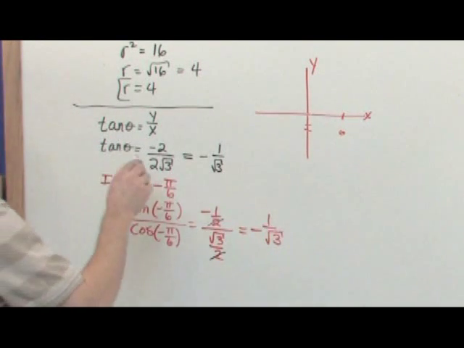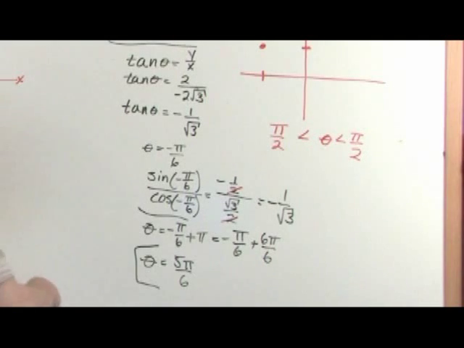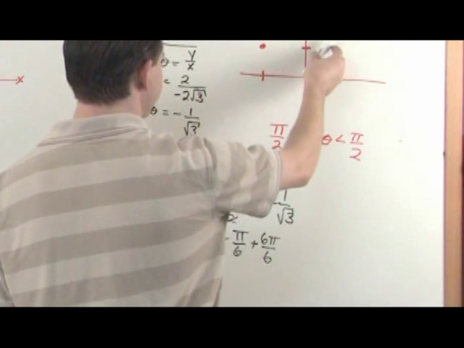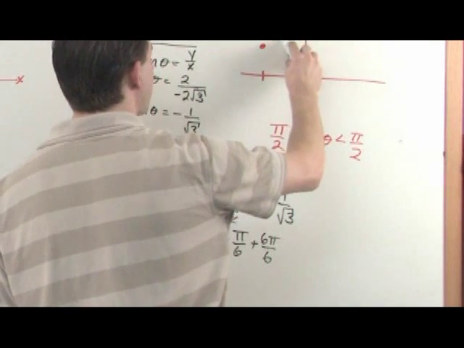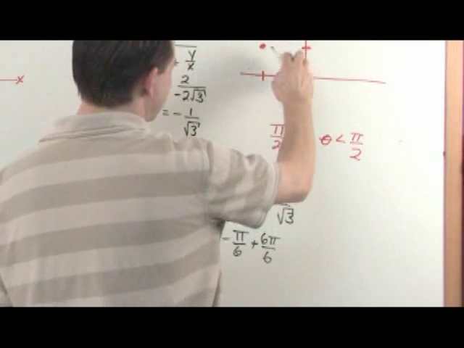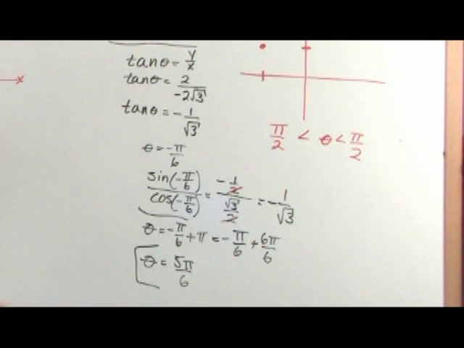So, because they agree, that makes sense to you here. 5 pi over 6. This is roughly 30 degrees. Pi over 6, 2 pi over 6, 3 pi over 6, 4 pi over 6, 5 pi over 6. And my drawing's not exactly to scale, but it's roughly right.